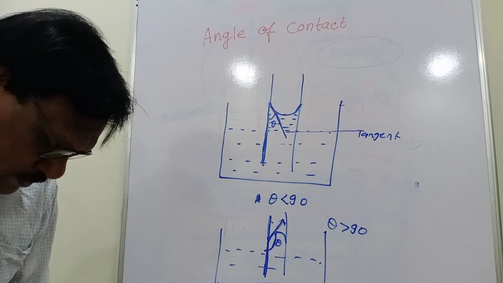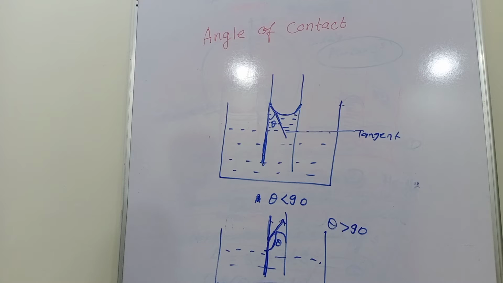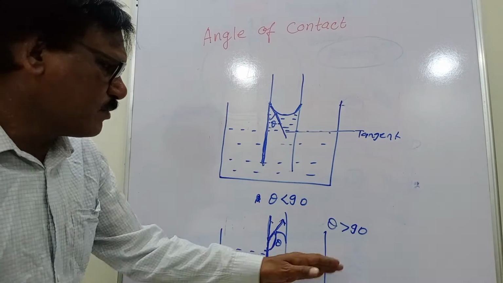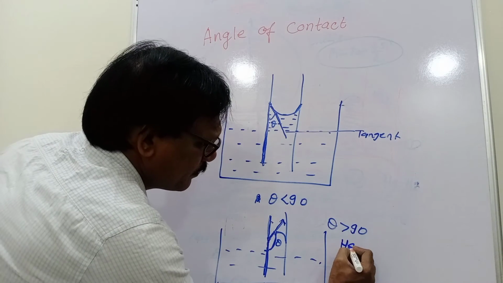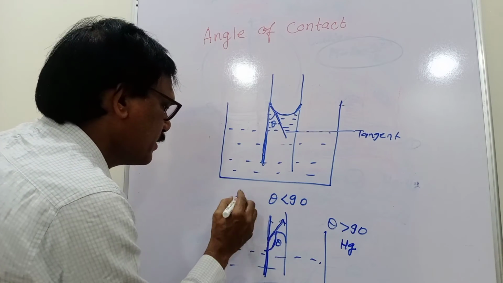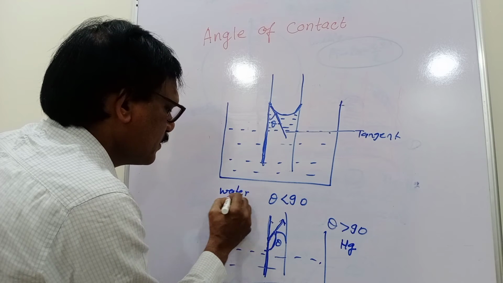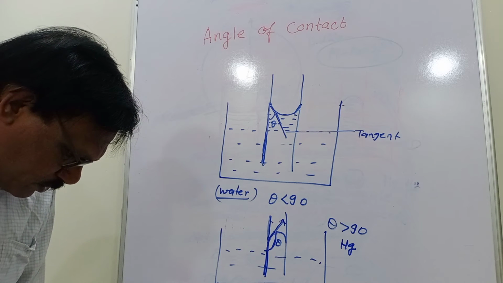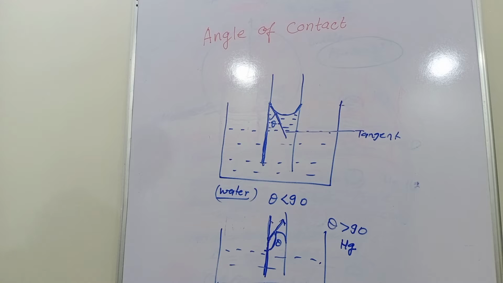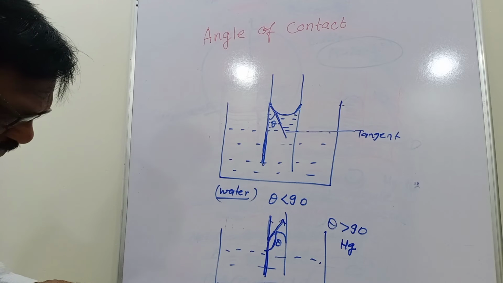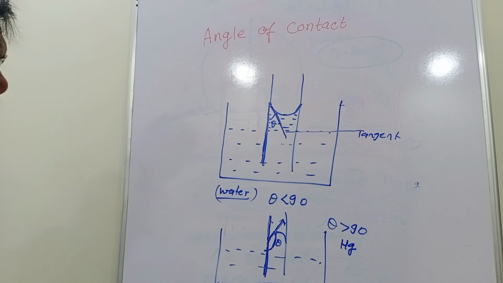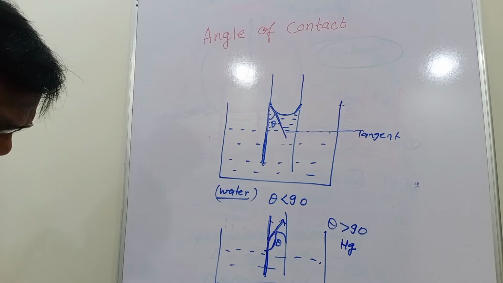And due to that, sometimes the angle of contact is less than 90 degrees. In case of water, it is less than 90 degrees. In case of mercury, it is more than 90 degrees. For very pure water, the angle of contact theta is very, very small, or it is 0. Now this will help us to understand the concept of capillary rise.